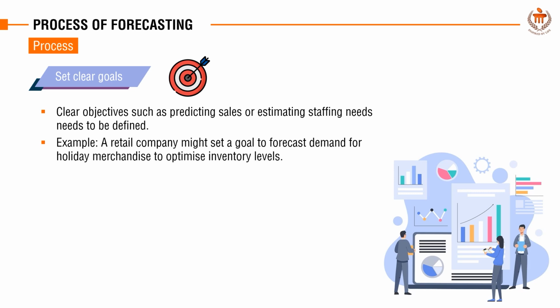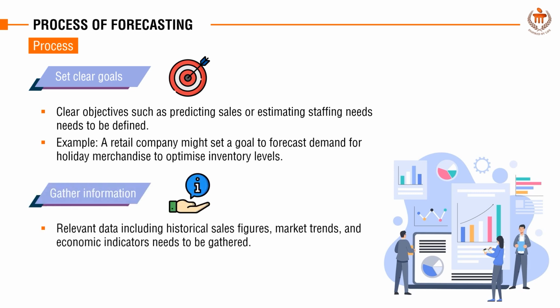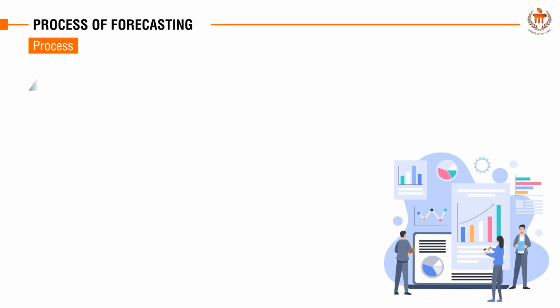Gather information. Once the goals are defined, it's essential to collect relevant data that will inform the forecast. This data can include historical sales figures, market trends, and economic indicators. For instance, a restaurant might gather information on past customer traffic patterns during holidays to aid in forecasting future attendance.